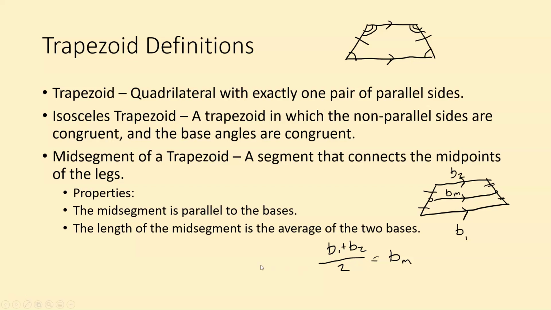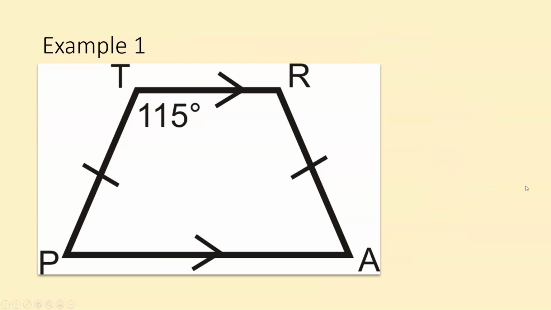All right, so make sure you have those all in your notes. Pause the video if you need to make sure you get all this down, including some picture examples. And then we'll look at some examples here. So example 1, we are going to find the missing angle measures. This is an isosceles trapezoid. We have parallel lines and we have two congruent legs here. So that means the base angles are congruent.